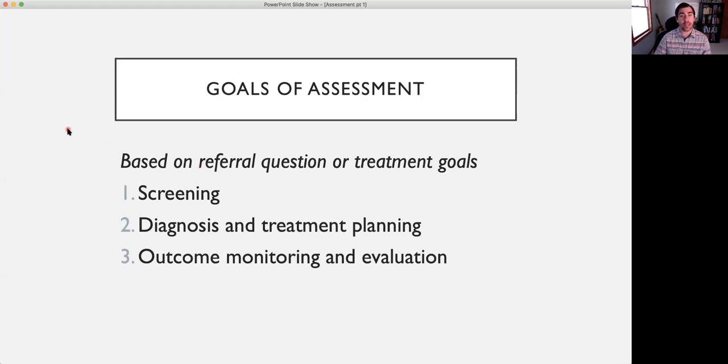Sometimes these referral questions can come from other professionals. These could be from health settings. These could be from schools. There's lots of other places where we might get referral questions. And we'll talk about some of those scenarios.